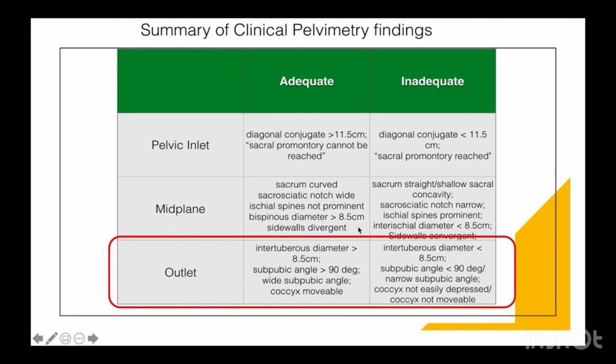Now, if the outlet is inadequate, then we report it as intertuberous diameter less than 8.5 centimeters, subpubic angle less than 90 degrees, or narrow subpubic angle, and finally, coccyx not easily depressed or coccyx not movable.